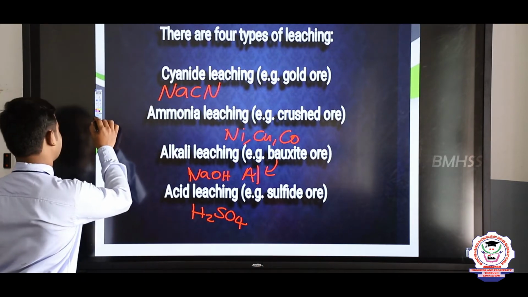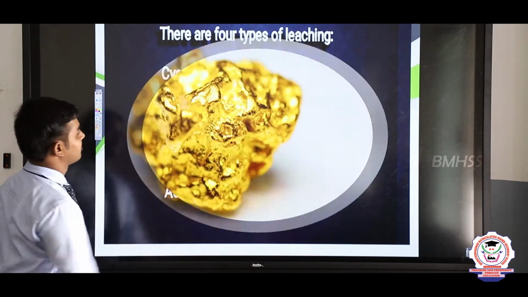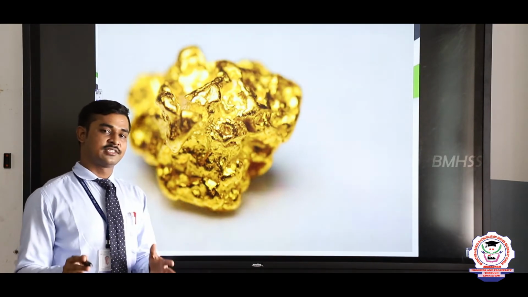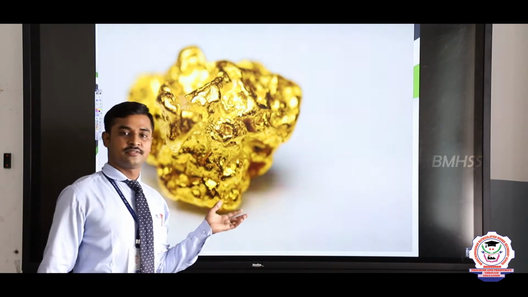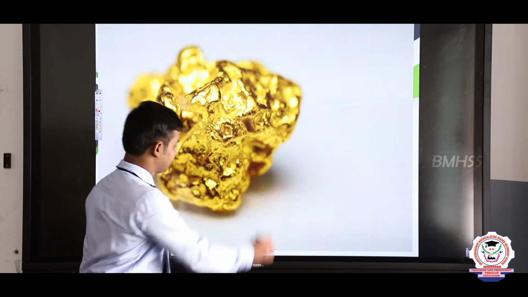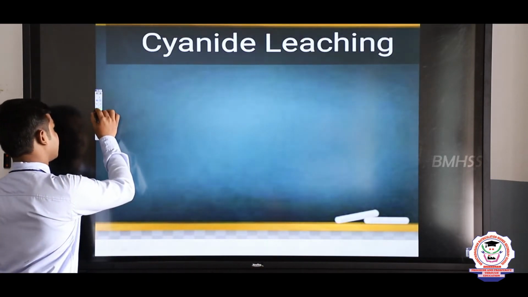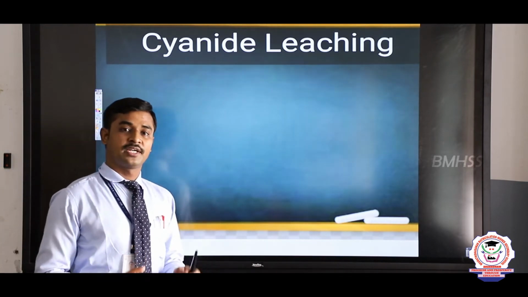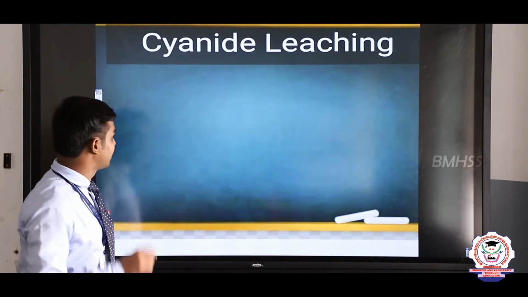At first, now we see cyanide leaching. You know that cyanide leaching is used for the gold ore. The gold extraction after cyanide leaching goes like this. See here, in cyanide leaching we use aerated diluted sodium cyanide. I repeat, aerated diluted sodium cyanide.